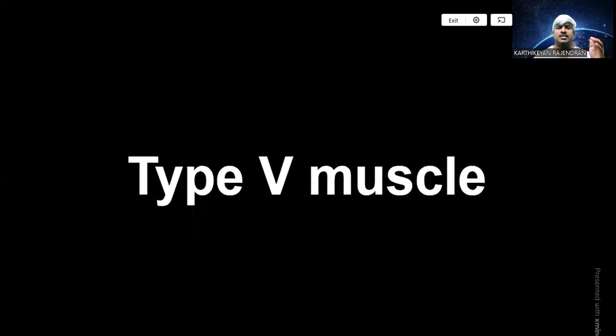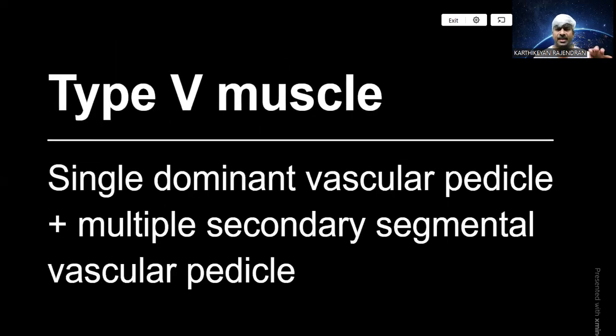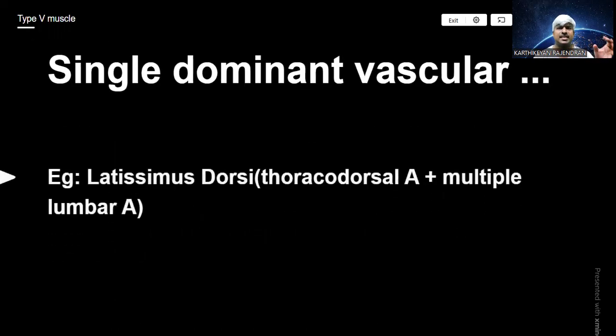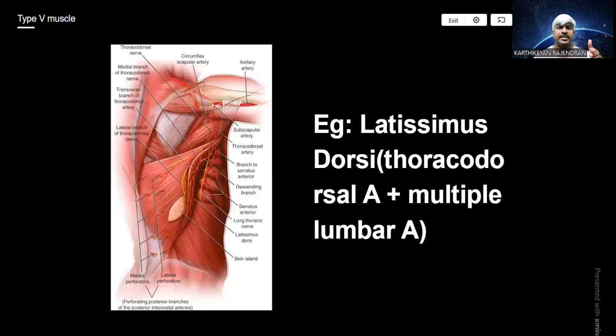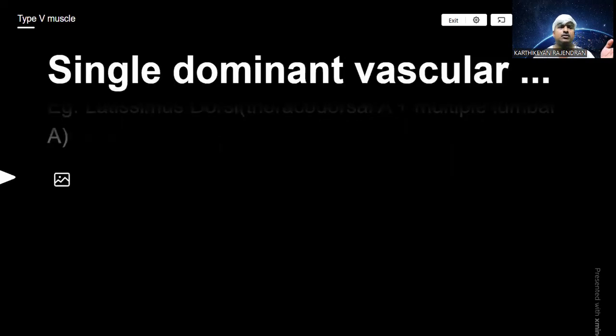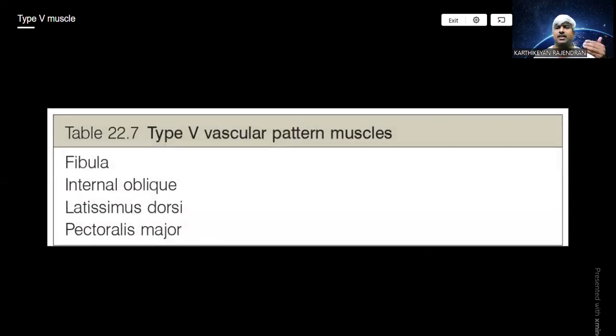Type 5 muscles have a single dominant vascular pedicle with multiple secondary segmental vascular pedicles. The example is latissimus dorsi, the type 5 muscle. It is supplied by the main pedicle, the thoracodorsal artery, and segmental pedicles, the multiple lumbar arteries. In this picture you clearly see the thoracodorsal artery coming from above and supplying the upper portion of the muscle. The lateral and midline portions of the muscle are supplied by lumbar vessel perforators. So this is type 5. The muscles with a type 5 vascular pattern are fibularis and internal oblique, latissimus dorsi, and pectoralis major.